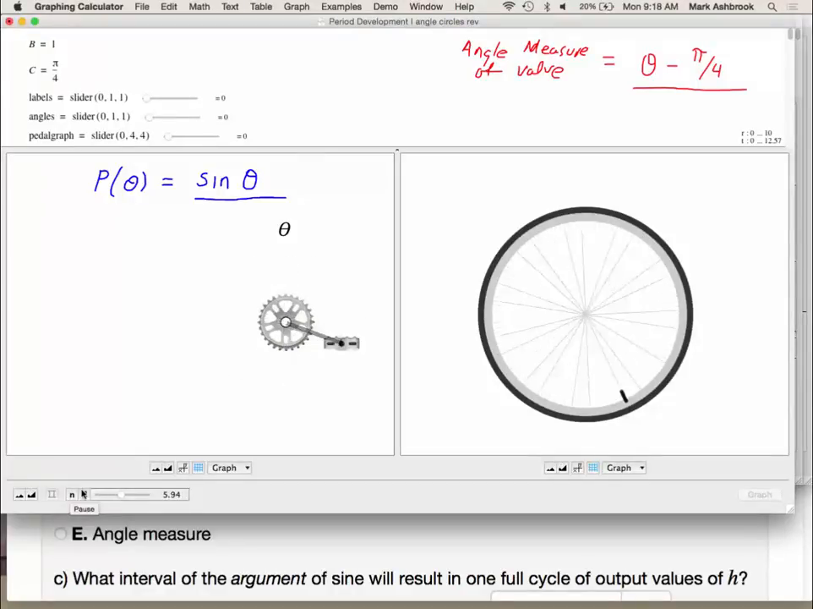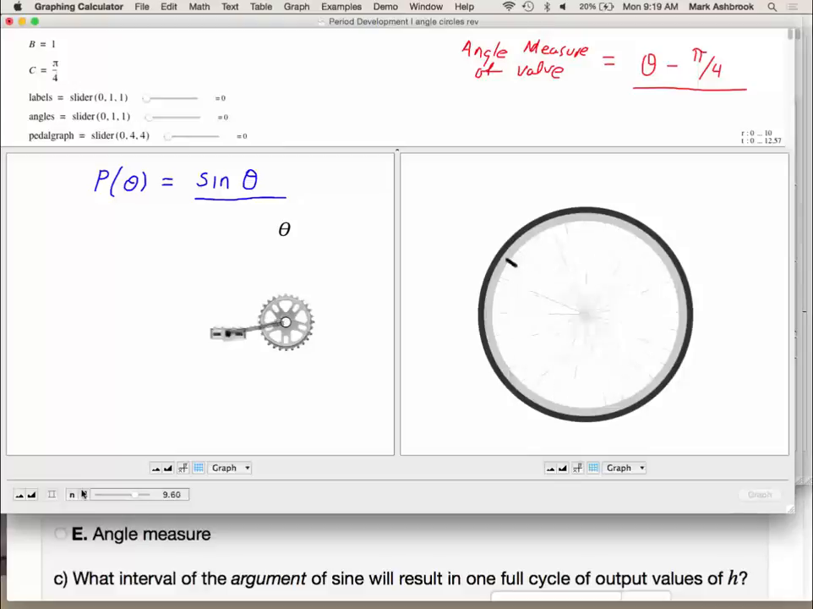For any angle theta, right? So theta is changing. Theta is the angle swept out counterclockwise from 3 o'clock. To track its vertical position as a fraction of the radius length, sine theta does that, right? It takes on all the values between what and what? Sine theta takes on all values between what lowest value and what highest value?